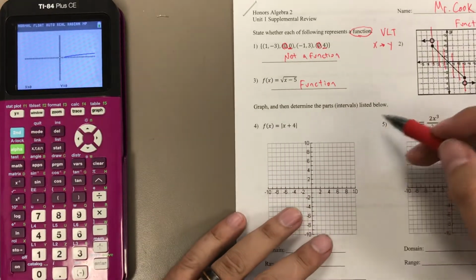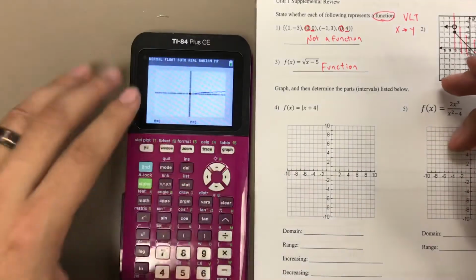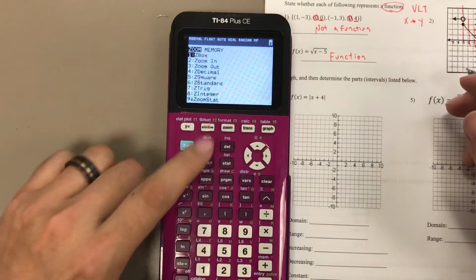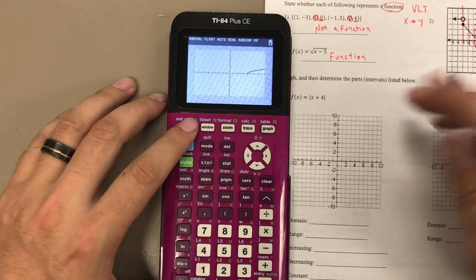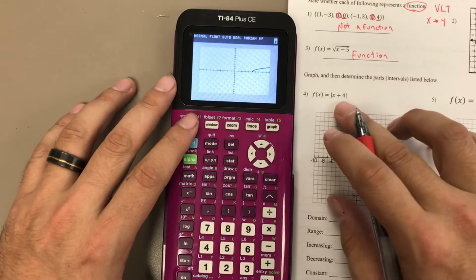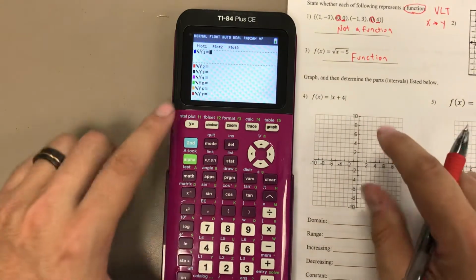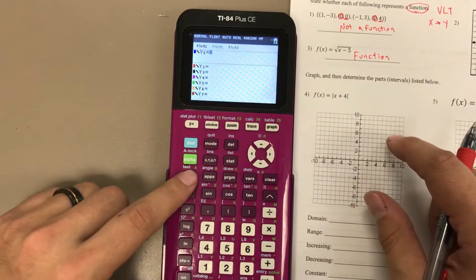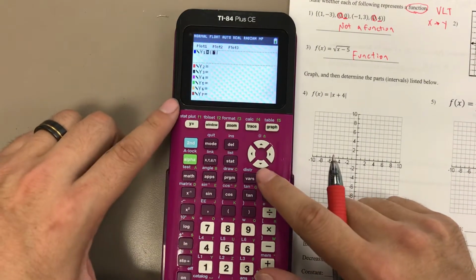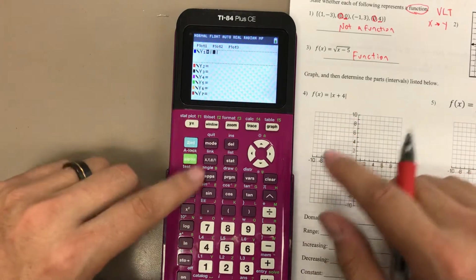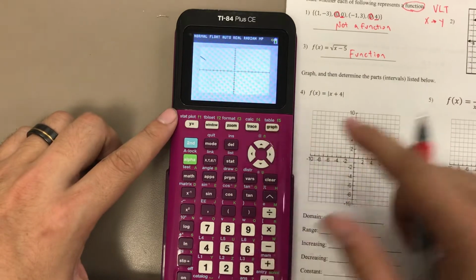And this one says graph, then determine the intervals listed below. So we have an absolute value function, so let's graph that out on our calculators as well. Let's go back to a standard window, so zoom and then 6, and then we'll type that in. So f of x is equal to the absolute value of x plus 4. We hit y equals, and then we go to absolute value. On my TI-84, I hit the math button, go to the NUM column, and it's the very first thing, absolute value. Then I just type in x plus 4 and graph it out. Okay, so there it is.